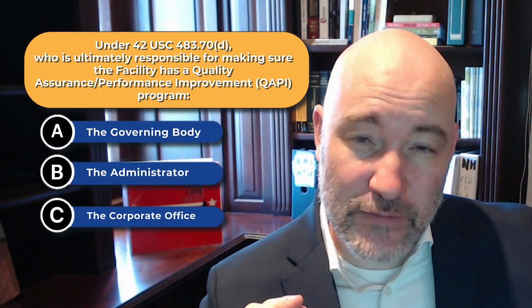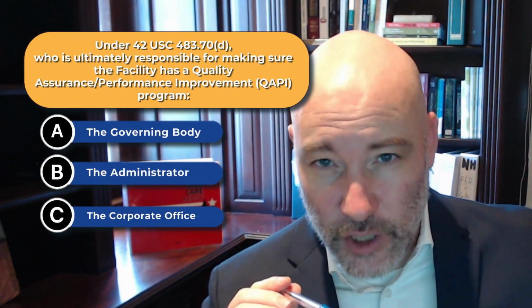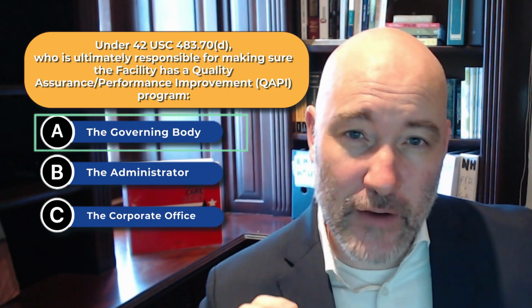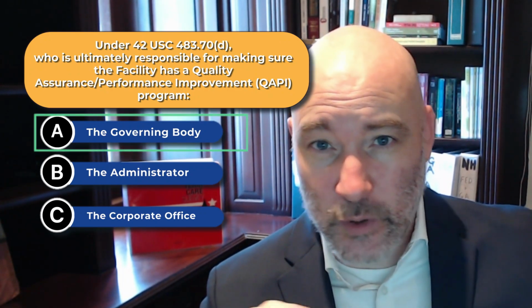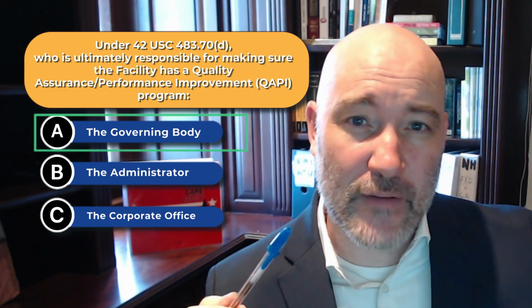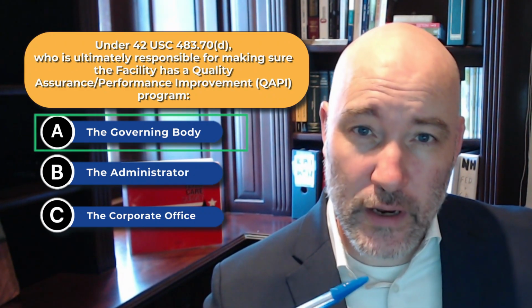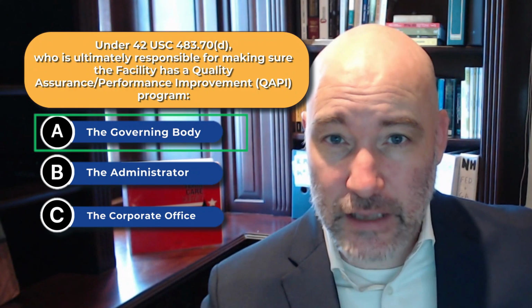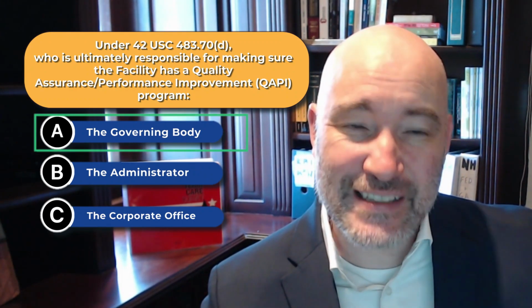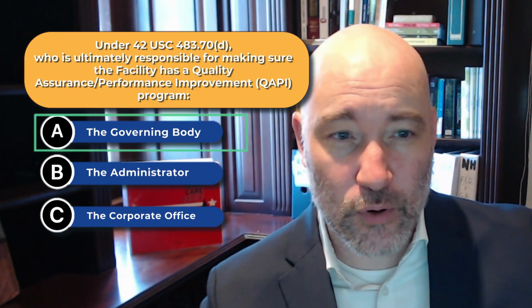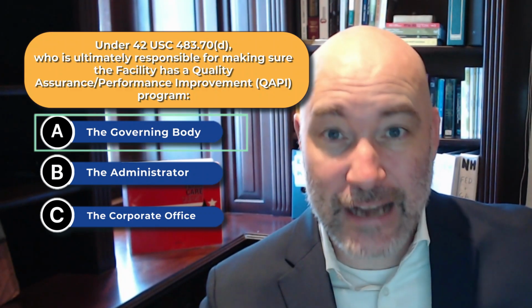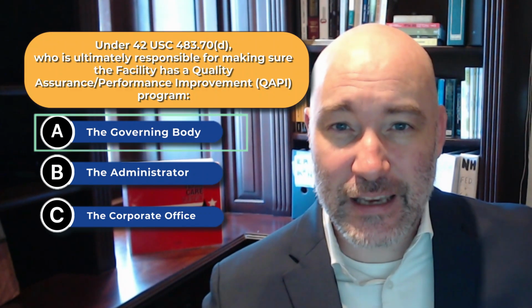According to that specific federal regulation, it is in fact the governing body. It is the governing body that is responsible ultimately. The buck stops with the governing body to ensure that the facility has a QAPI program in place, that there are policies and procedures for that QAPI program, and that the QAPI program is actually implemented in fact. Give yourself 75 points if you got that right. If you got it wrong, better luck next week.